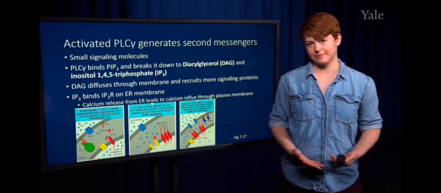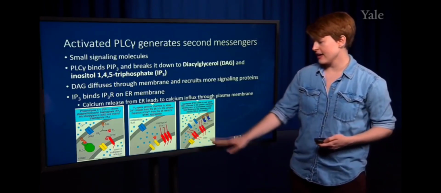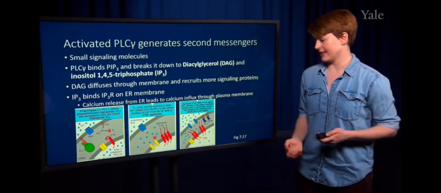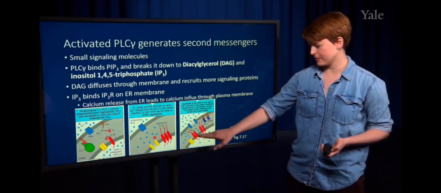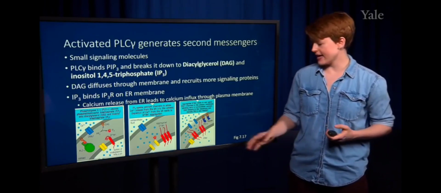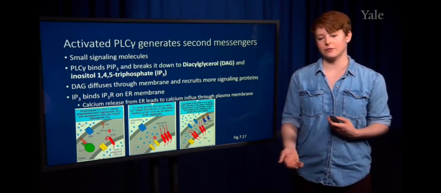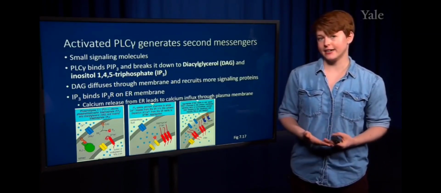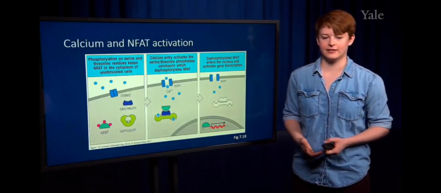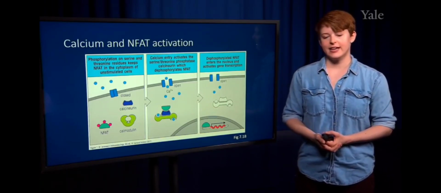So then we see that this calcium influx can bind to and open additional channels on the plasma membrane, which allows calcium to actually enter the cell. And then we still have our diacylglycerol in the plasma membrane, bringing signaling proteins together, which that calcium influx can activate. So one example of how calcium influx leads to downstream signaling is through the transcription factor NFAT.